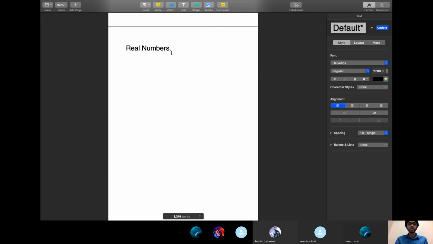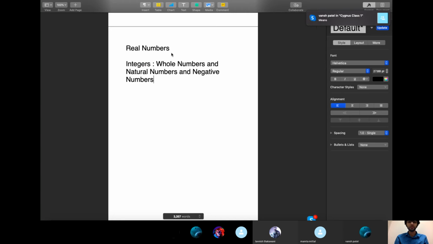Now we know that most of the numbers can be classified into the following categories. So we have integers, which include whole numbers and natural numbers and negative numbers.